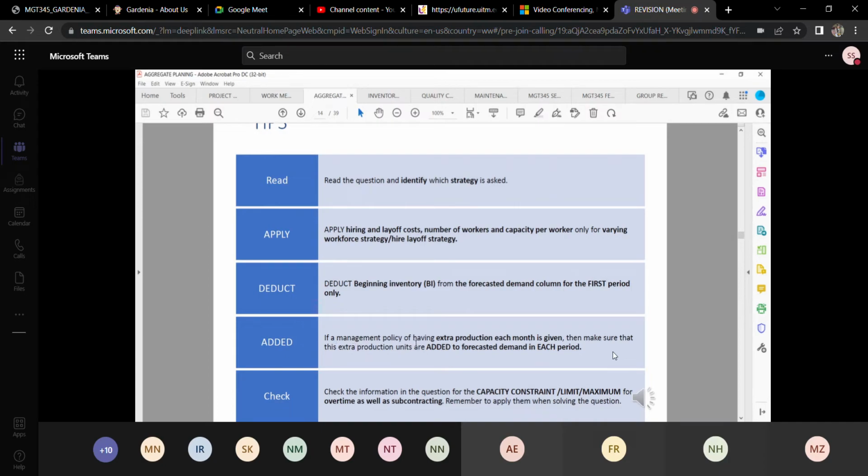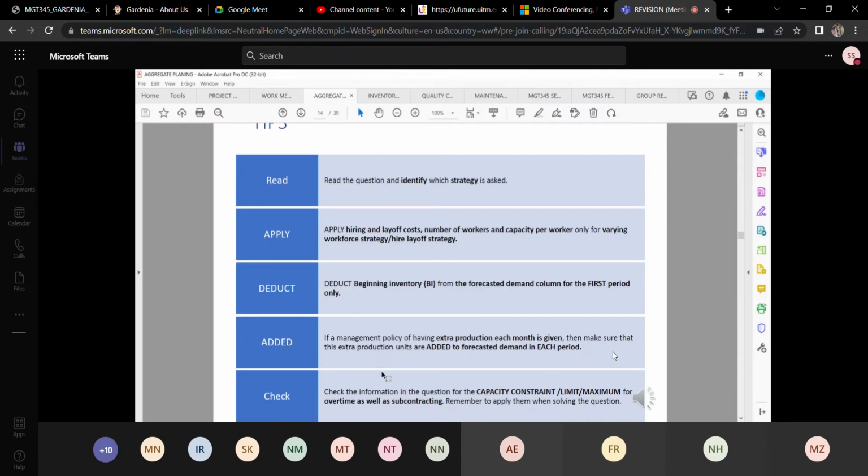Okay, if a management policy of having extra production each month is given, so you must make sure that this extra production must be added to the forecasted demand in each period. Unless they mention on the selected month, so on that particular selected month, you akan pilih. Contohnya dia bagi tahu, the management policy of having extra production on the month of January, June and December. So you cuma tambahkan kepada January, June and December. Melainkan dia kata each month, so setiap bulan you kena tambahkan.